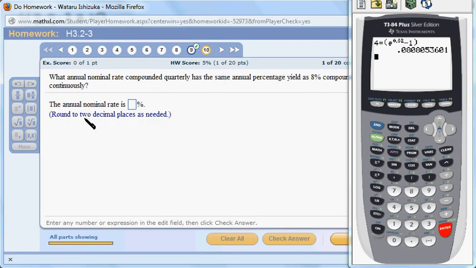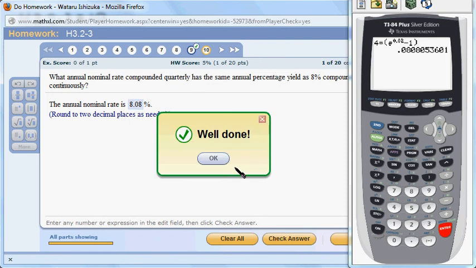So to 2 decimal places, that's going to be 8.08%. All right, so let's check the answer. That's it. I hope that this was clear.